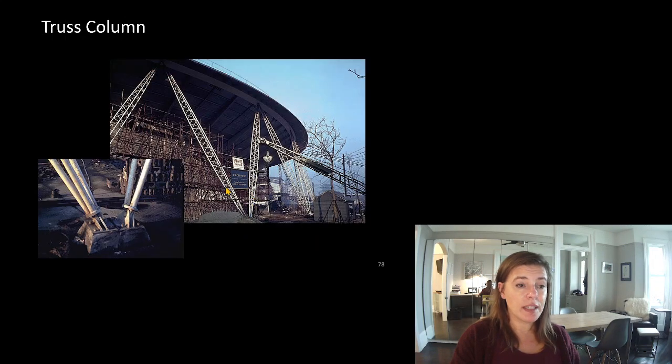Here are some really cool truss columns. These are 3-dimensional ones. They have 3 posts coming down. Here they've taken the time to detail true pinned connections.